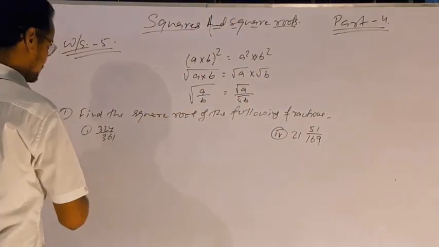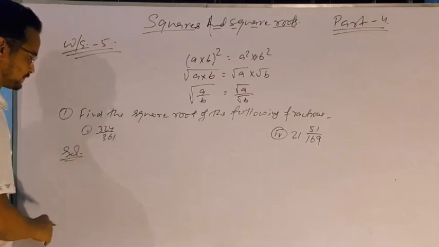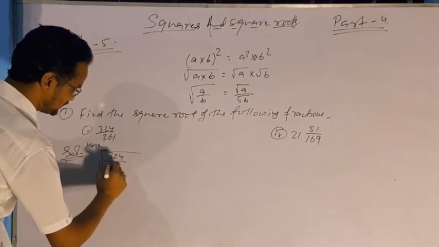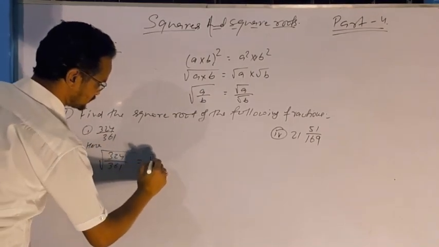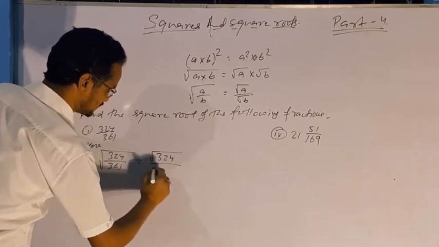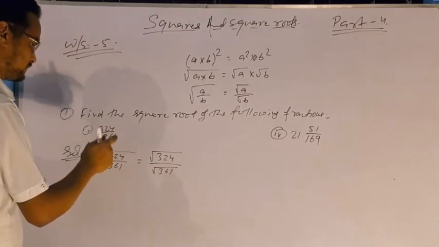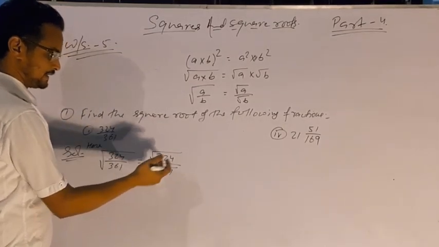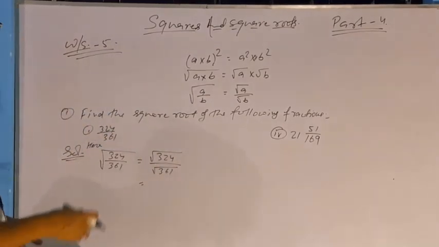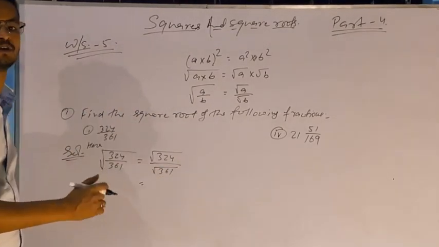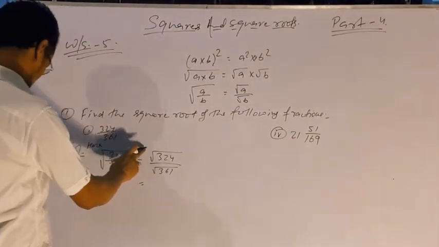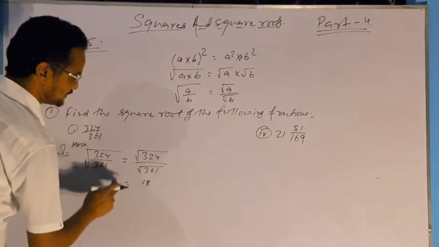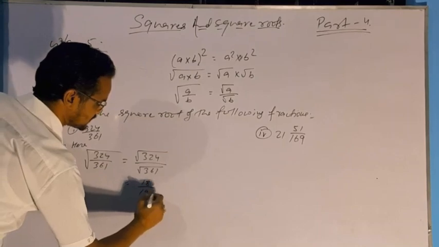The second question is 2 151/169. Now here we can write in the solution form, root under 324 divided by 361, which is equal to root under 324 divided by root under 361. We have to find the square root of 324 and the square root of 361 by any means. If you know it directly, write it directly. Otherwise, we use the prime factorization method or the long division method to find the square root of 324. We know that the square root of 324 is 18 and the square root of 361 is 19. This is our answer.